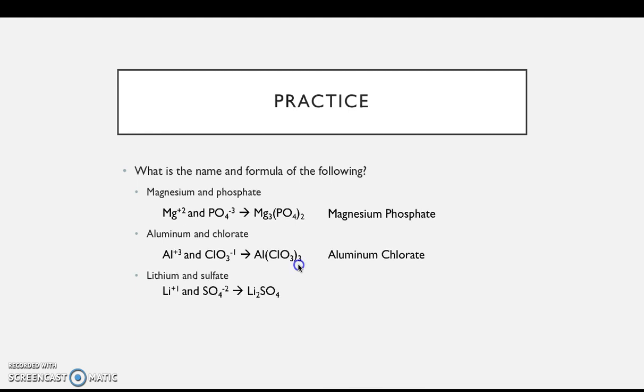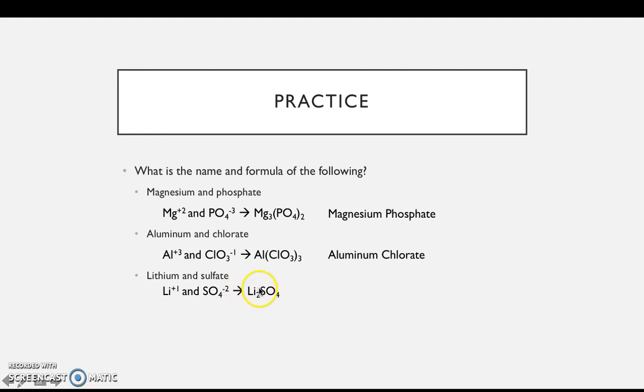Finally, lithium and sulfate. Li has a plus 1 charge and SO4 has a minus 2 charge. This means that I need 2 of these plus 1s to balance out my negative 2 of the sulfate. So I get Li2 SO4. Okay, now notice this doesn't have parentheses. Why is that? Probably, if we look at it a little closer, we can see that the SO4 doesn't need a subscript outside of it, which means I don't really need to put it in parentheses.